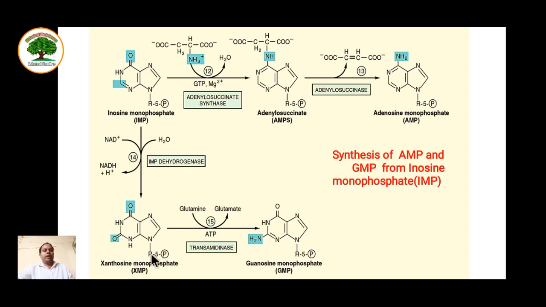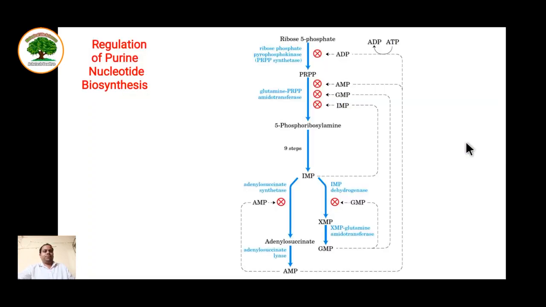Now this XMP, using the enzyme transaminase and an amino acid called glutamine, is converted into glutamate, and an amine group is added at this position, which results in the formation of guanosine monophosphate. So this is how the IMP is converted into adenosine monophosphate and guanosine monophosphate. So the purine nucleotides are synthesized this way using de novo synthesis.